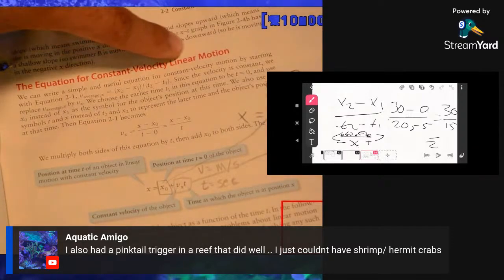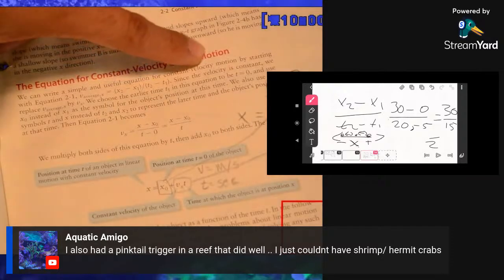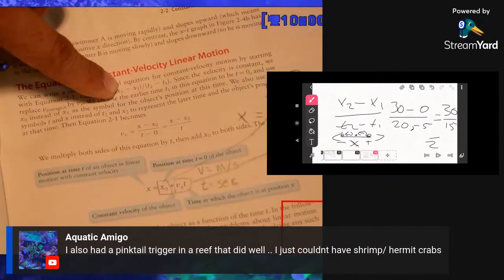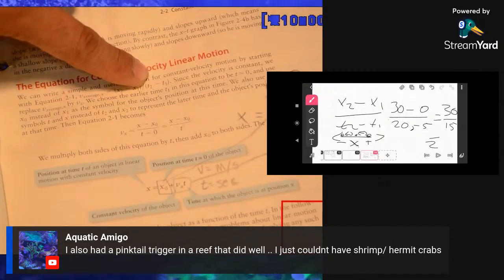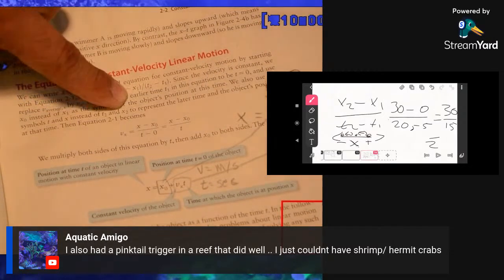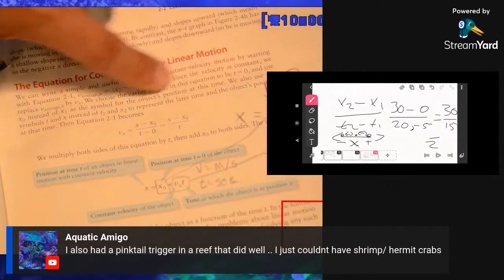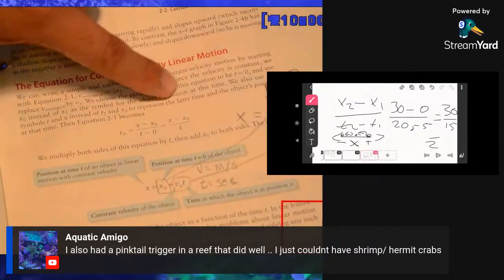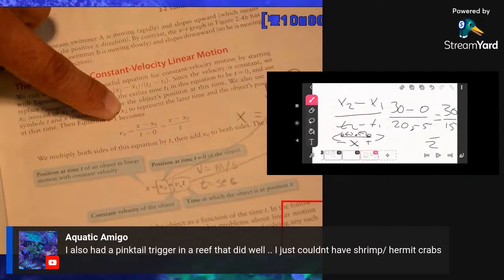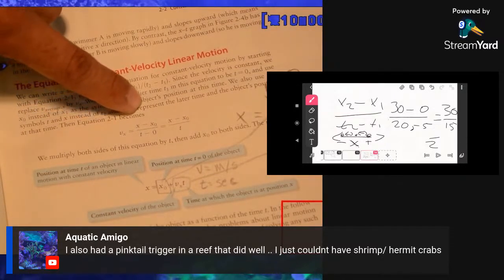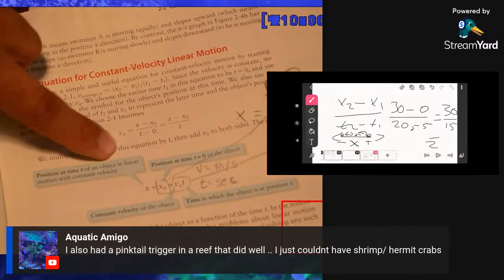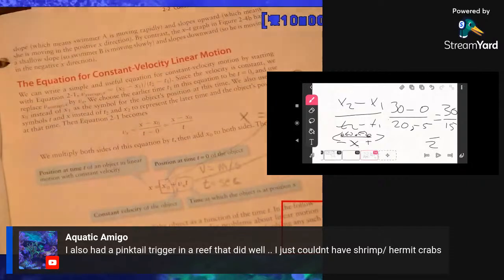Okay, the equation for constant velocity linear motion. We can write a simple and useful equation for constant velocity motion by starting with equation 2.1, v average equals x2 minus x1 divided by t2 minus t1. Since the velocity is constant, we replace v average with vx. We choose time t1 in this equation to be t equals 0 and use x0 instead of x1 as the symbol for the object's position at that time. We also use the symbols t and x instead of t2 and x2 to represent the later time and the object's position at that time. Then the equation becomes this: we multiply both sides of the equation by t and add x0 to both sides. The result is the following.